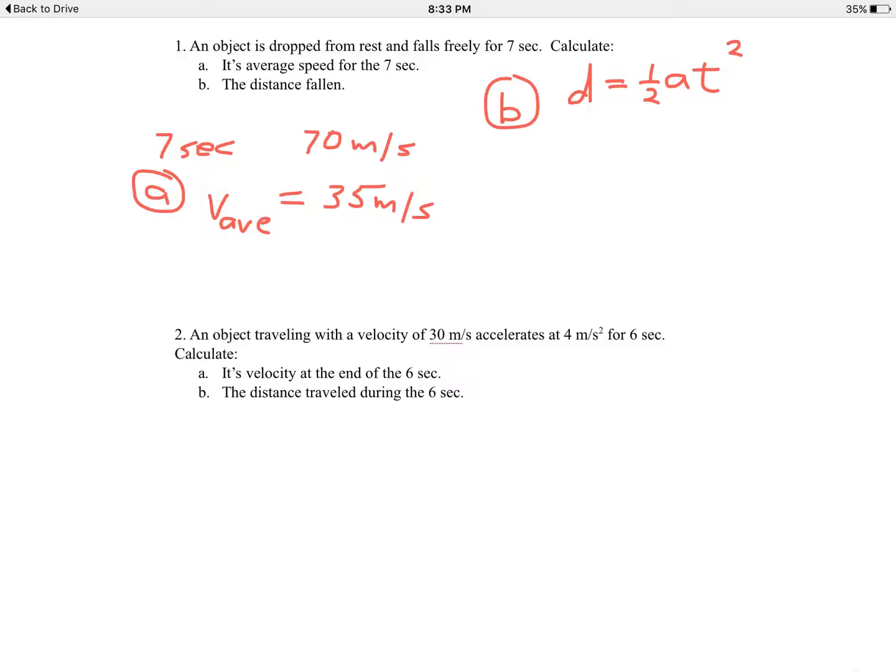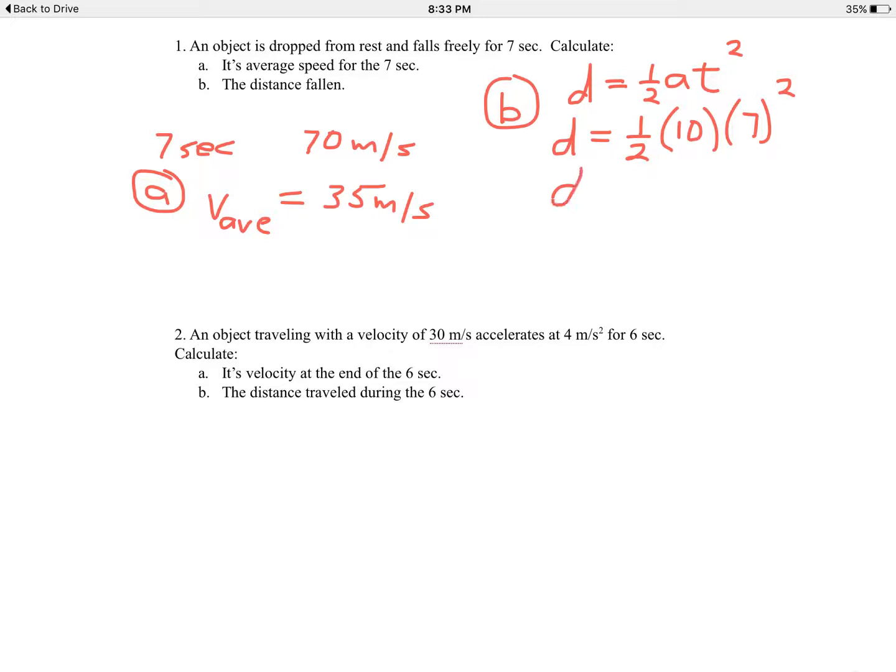We don't even need part A. We just plug in straight up to get the displacement or distance if we don't factor in the negatives. I'll comment more on that in a second. But gravity's acceleration is 10 meters per second squared. You could plug in 9.8 if you want to be a little bit more precise, but times 7 quantity squared.